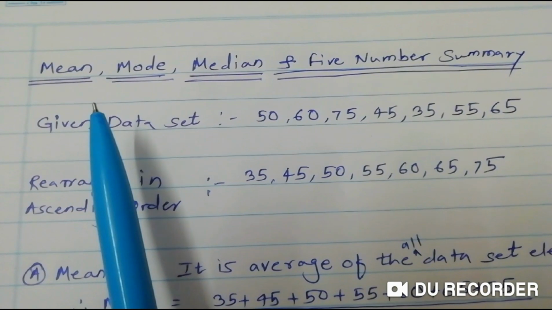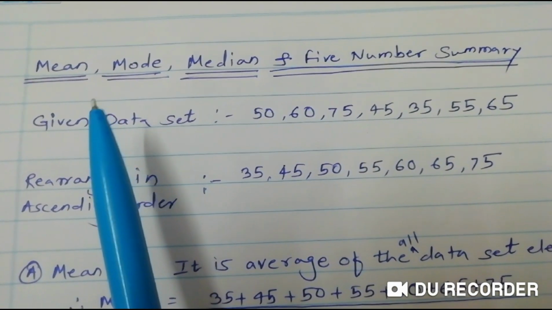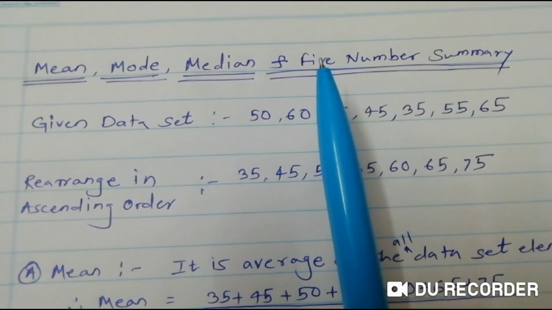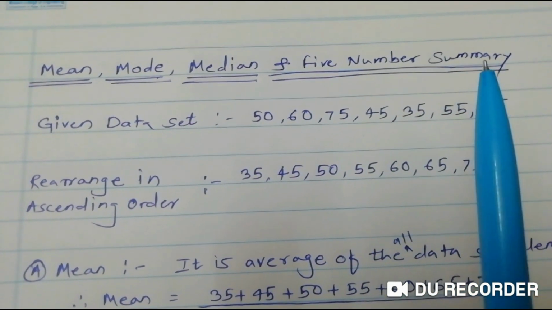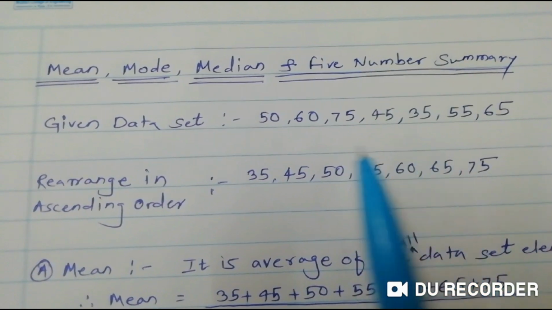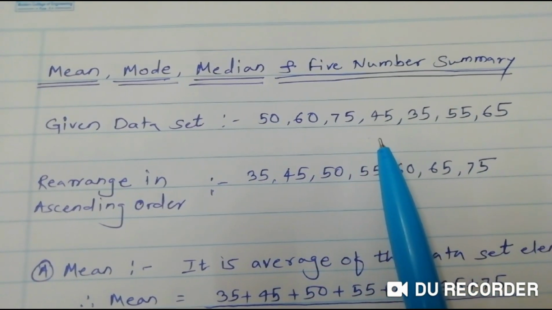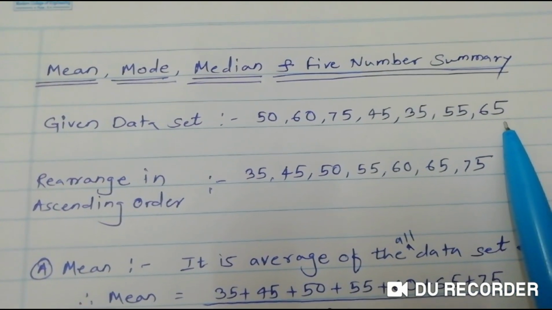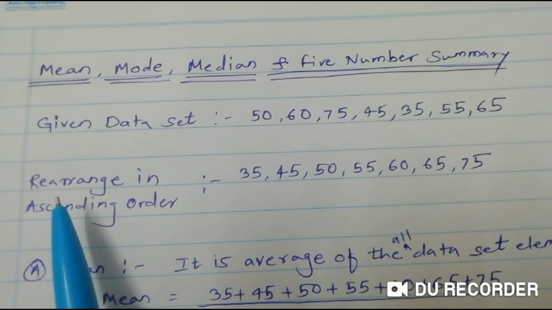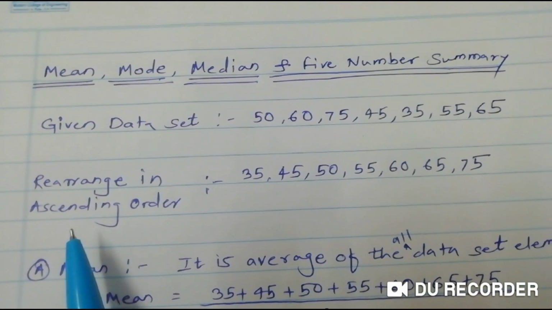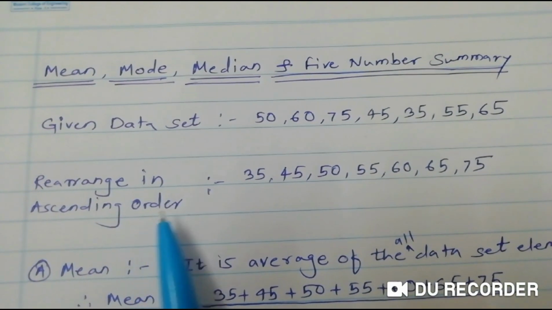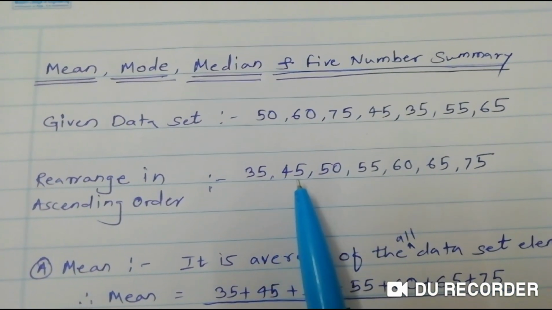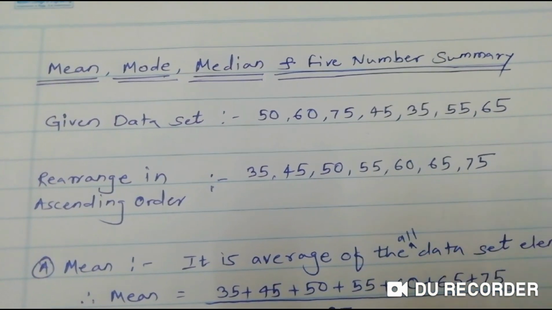Hello friends. So in this lecture we are going to study how to calculate mean, mode, median and 5 number summary of a given data set. For that purpose, in the exam such a data set will be given. The first step is to rearrange the given data set in ascending order. So for that purpose, we have rearranged the given data set in ascending order.